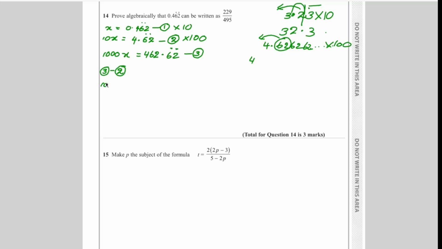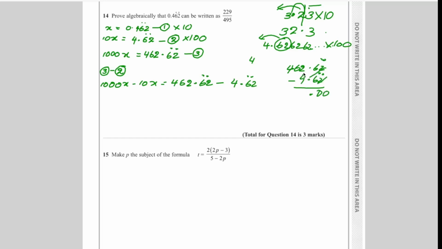So 1000x minus 10x equals 462.62 recurring minus 4.62 recurring. Now, can you see if I write this one downwards? 462.62 recurs. Here, 4.62 recurs. What will happen once we subtract? Can you see its recurring part? That's our goal actually. We need to get rid of these two.